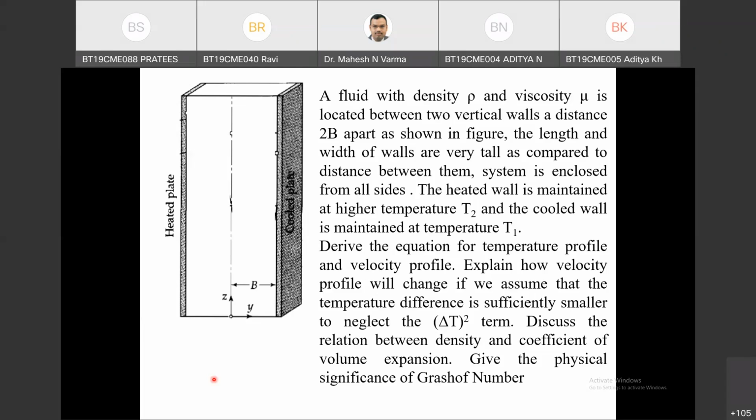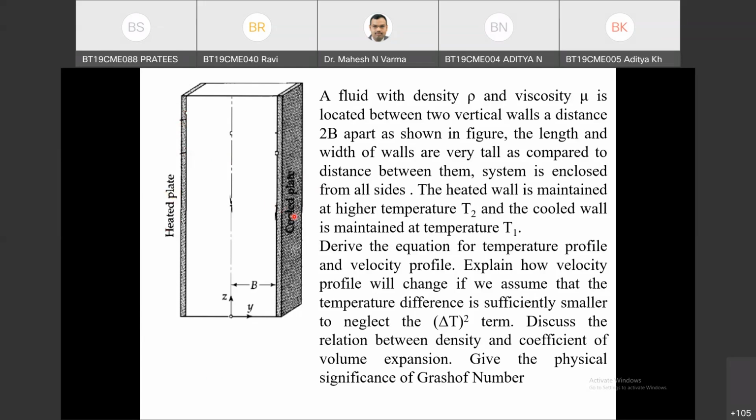So why will there be a temperature variation? Why will there be a velocity? You can say momentum will be there. Why will there be a movement of the molecules, and why will there be a temperature variation? First of all, why? Because of the heated plate and the cooled plate, sir. There's a temperature difference because of the gradient. Here, this is the heated plate, this is the cold plate, so there will be a temperature variation.